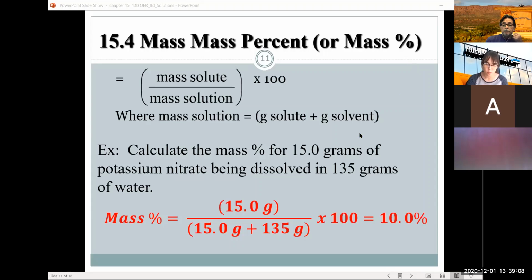There's others. We're going to do just mass percent, but you also have volume percent and mass volume percent out there. But we're going to just stick with mass percent.